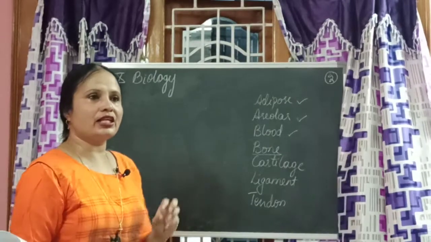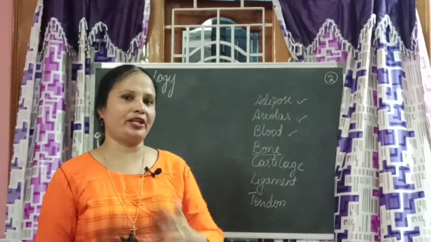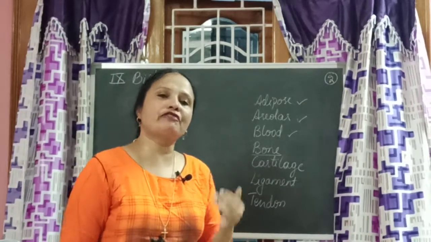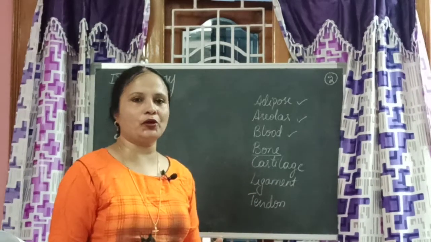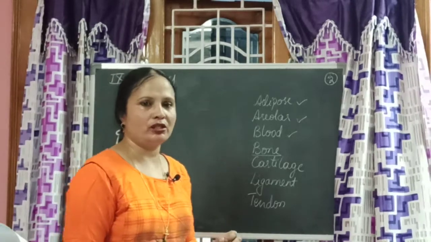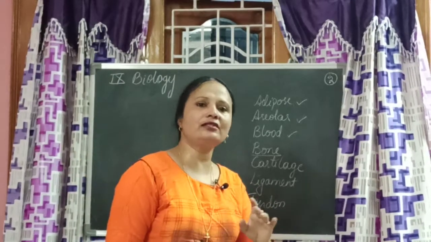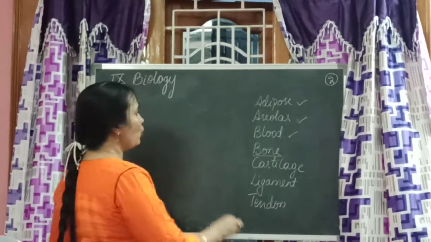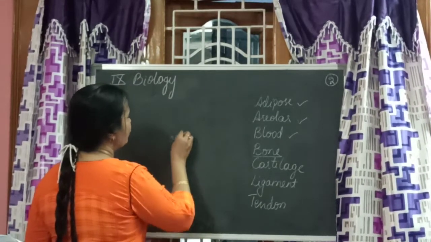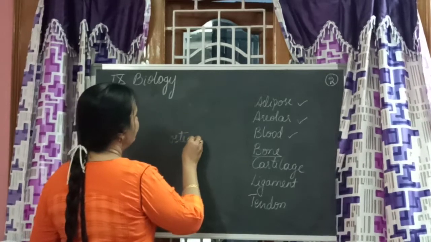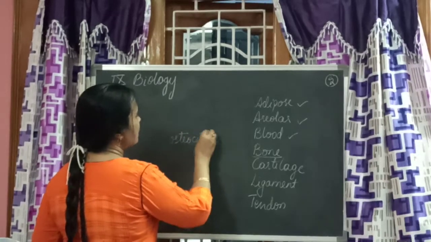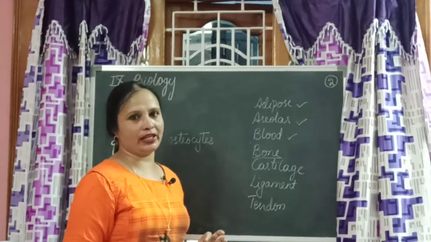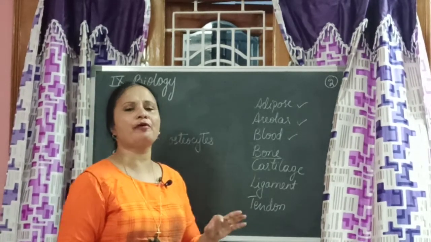Bone is the strongest part in our body. And what is its purpose? Its purpose is to give the framework and structure to the body, and it gives support. And another important thing is the bones are made up of osteocytes. The cells are osteocytes. And what are they made up of? Calcium phosphate. Maximum they are made up of calcium.